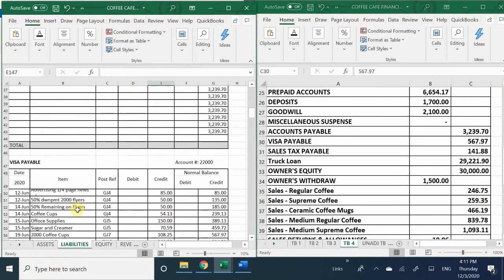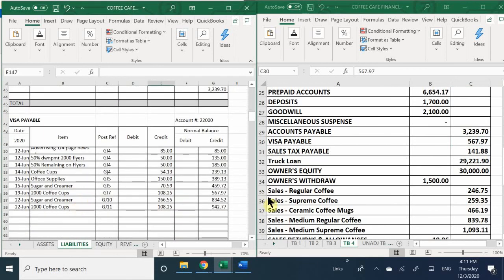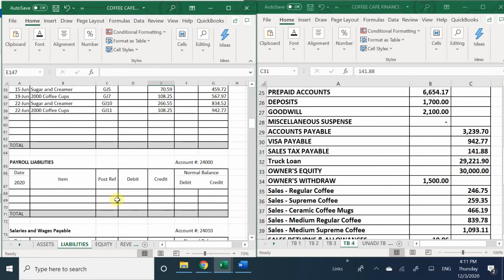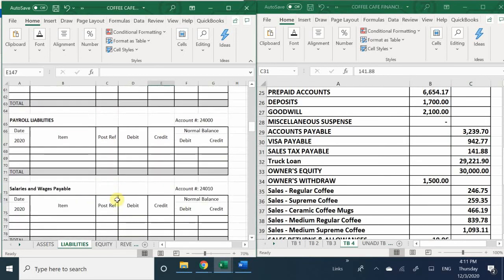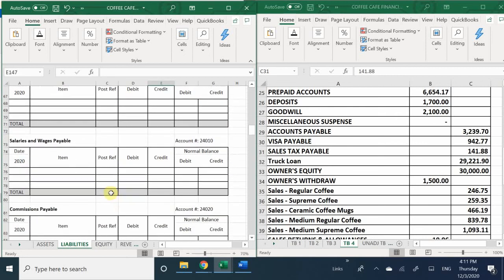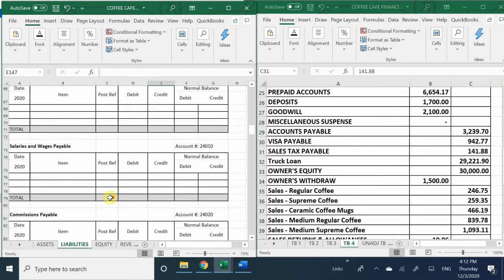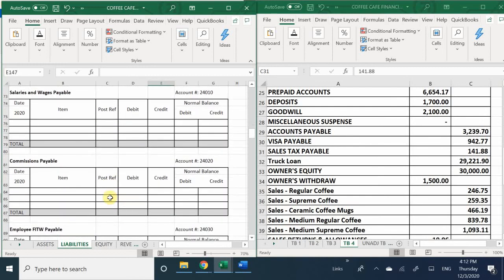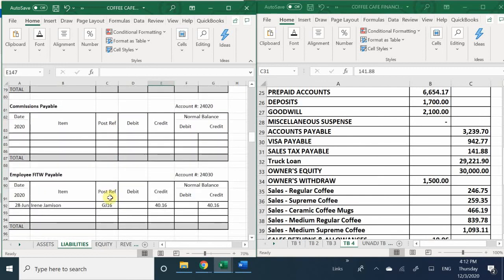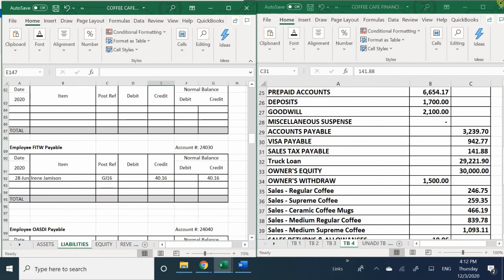What about our Visa payable? Oh, yes, it has definitely changed. It's $942.77. Okay. Other accounts that we have here is payroll liabilities. Yes. We just incurred payroll liabilities. Now let's go through each account. Do we have salaries and wages payable? No. Do we have commissions payable? No. Do we have employee FITW?